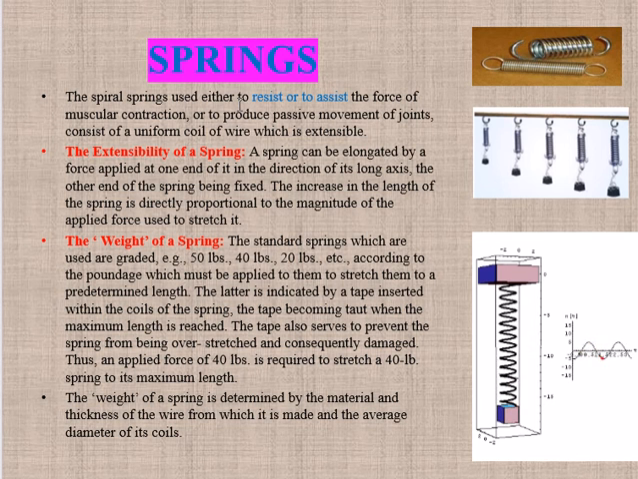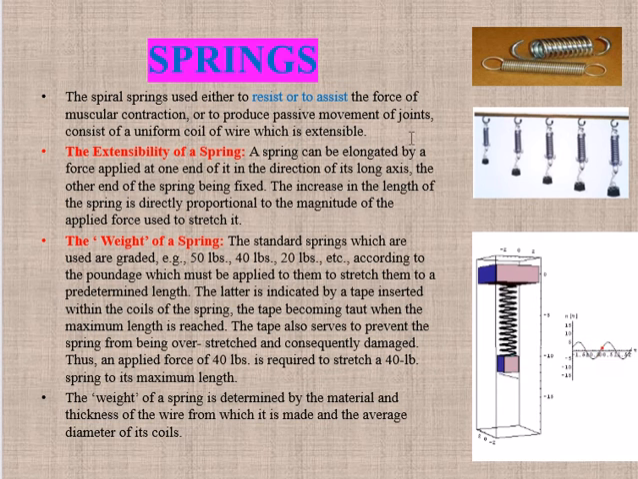The spiral springs are used either to resist or assist the force of muscle contraction, or to produce passive movement of the joint. It consists of a uniform coil of wire which is extensible. The extensibility of the spring.